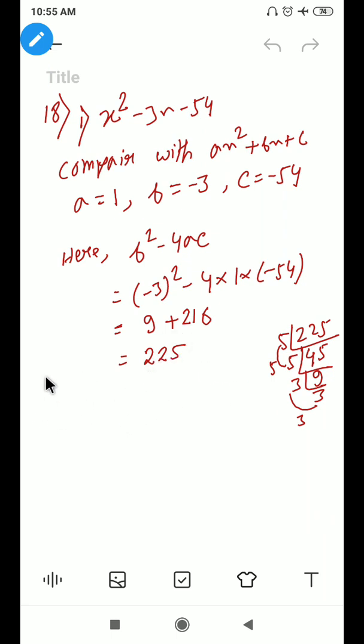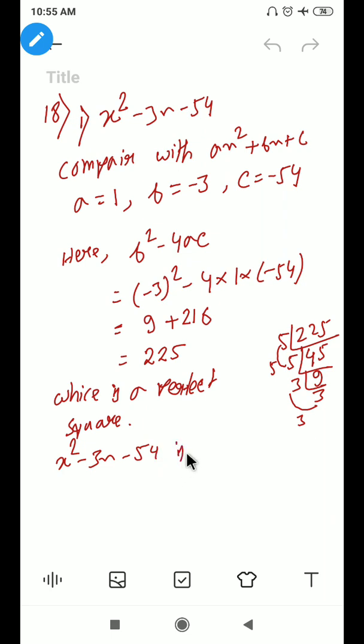So right here, which is a perfect square. Because this is a perfect square, that's why this polynomial, that means the given polynomial, is factorizable.